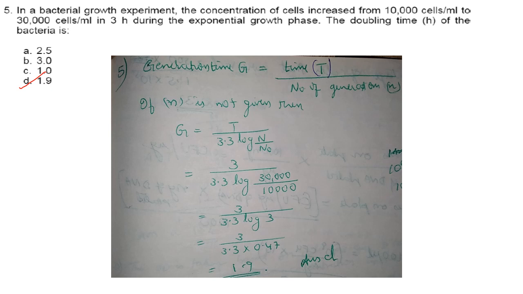Then, in a bacterial growth experiment, the concentration of cells increased from 10,000 cells per ml to 30,000 cells per ml in 3 hours during the exponential growth phase. The doubling time of bacteria, so generation time or G, is equal to time by number of generations. But we are not given the number of generations. So you have to use the formula G is equal to t by 3.3 log N by N0. Substitute and you will get 1.9. Answer is option D.